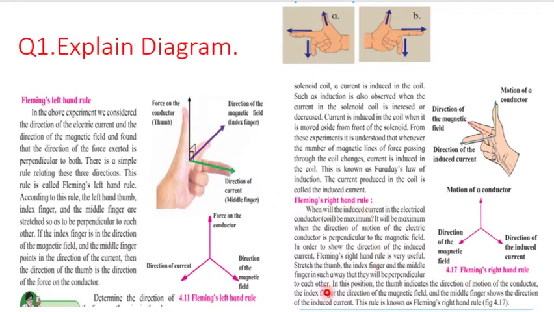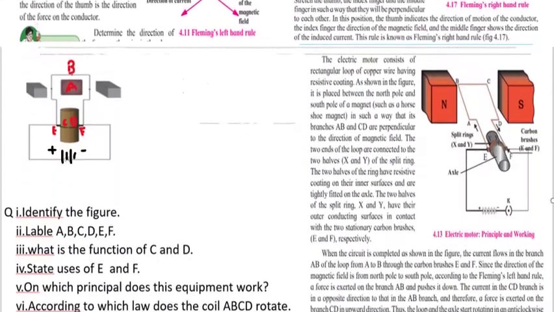Let us see the Fleming right hand rule. Stretch the thumb, index finger, middle finger in such a way that they are perpendicular to each other. In this position, the thumb indicates the direction of the motion of the conductor. The index finger shows the direction of the magnetic field. Then the middle finger shows the direction of the induced current. Let us move to our next diagram based question.